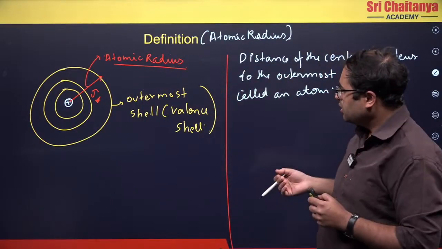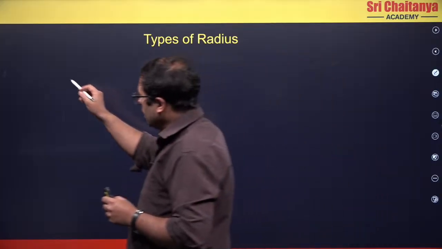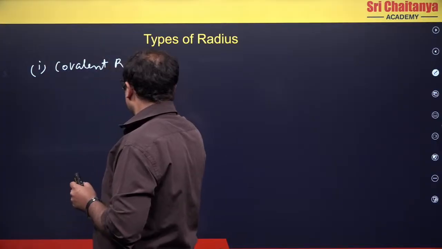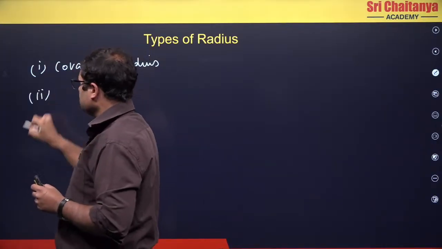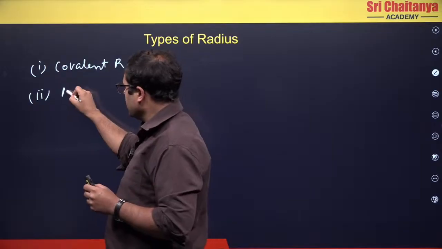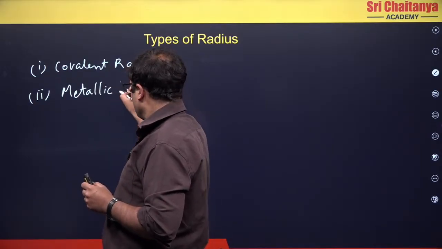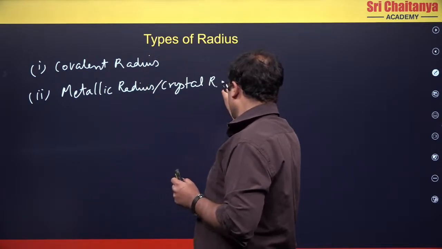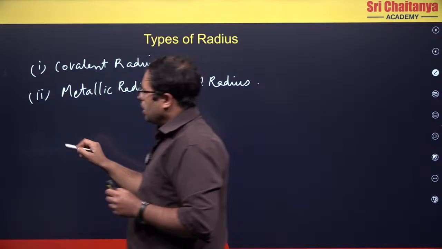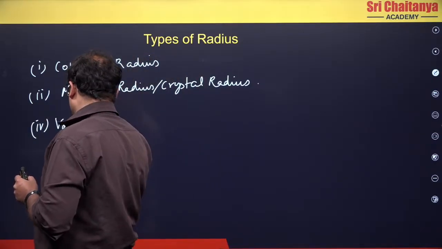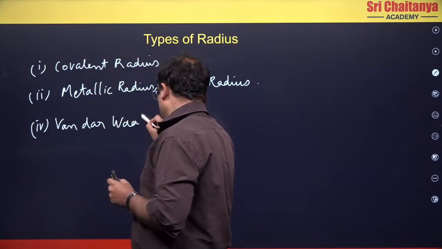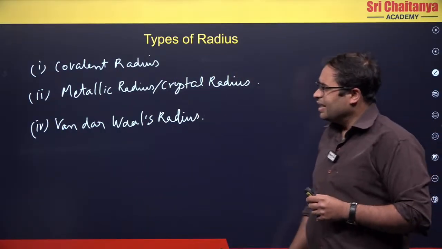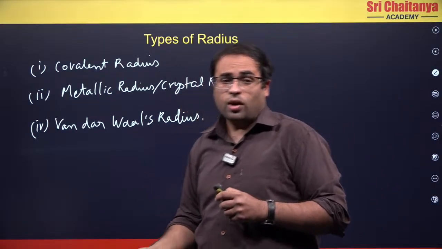That should come to your mind: how many types of radius are there? One is covalent radius. Second, metallic radius or crystal radius. Metallic radius, we also call it the crystal radius. And the third is van der Waals radius. So these three types of radius are defined. Now let us understand one by one what they mean.